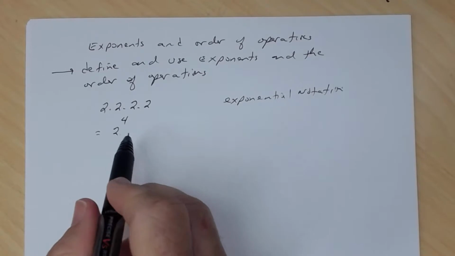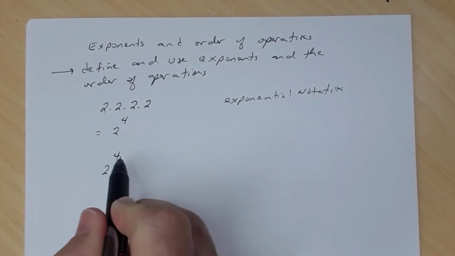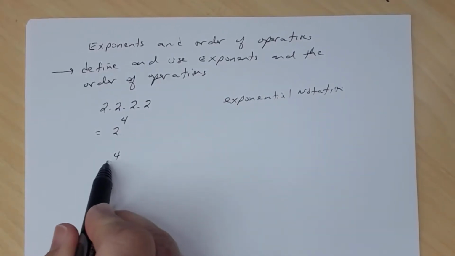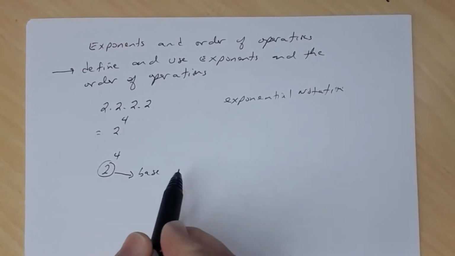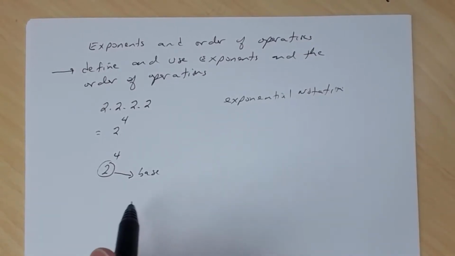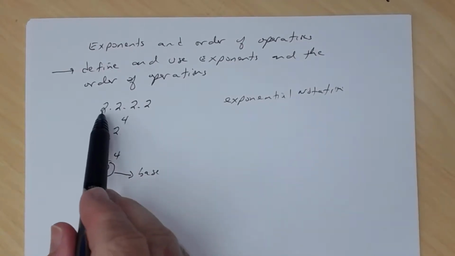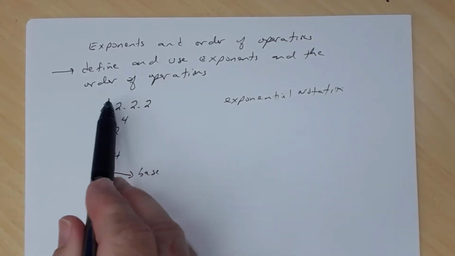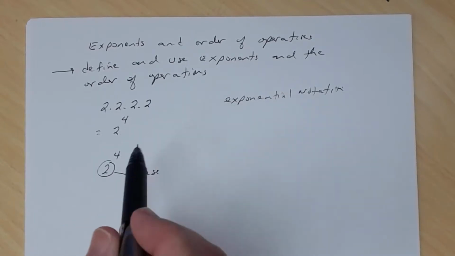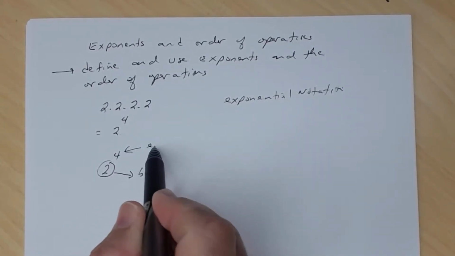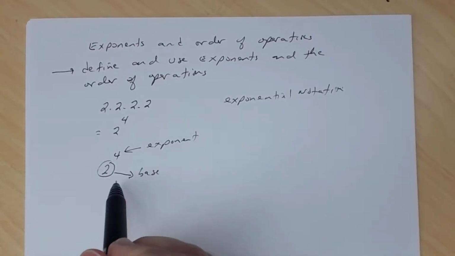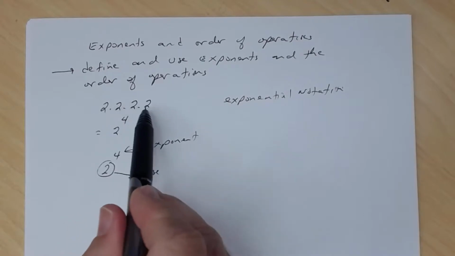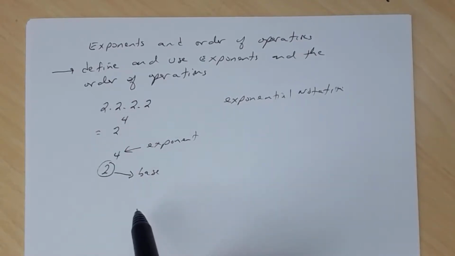Okay, so let's talk about this 2 to the 4th for a moment. This 2 right here, that's called the base. So the base is your factor. A factor here is 2, and it occurs 4 times as a factor. The 4 is the exponent. So notice that the factor 2 occurs 4 times.